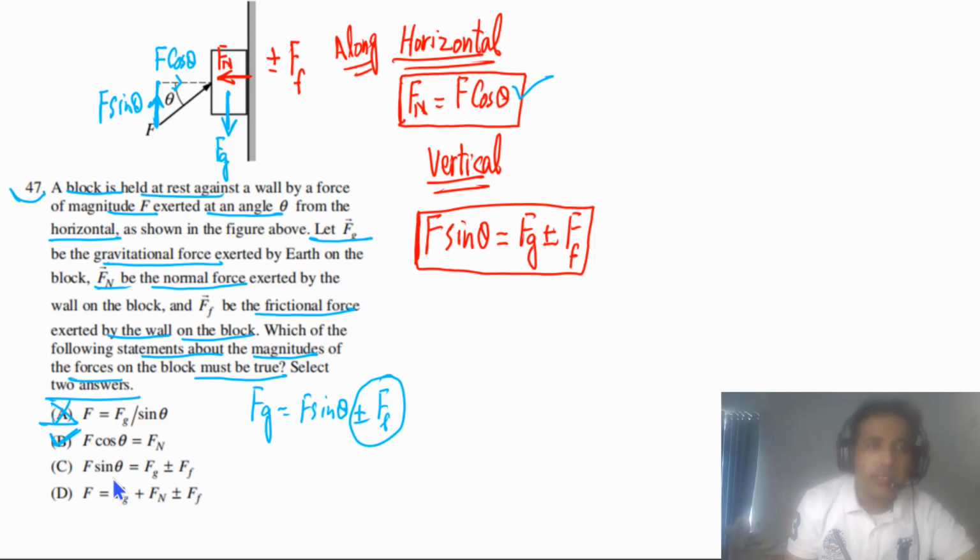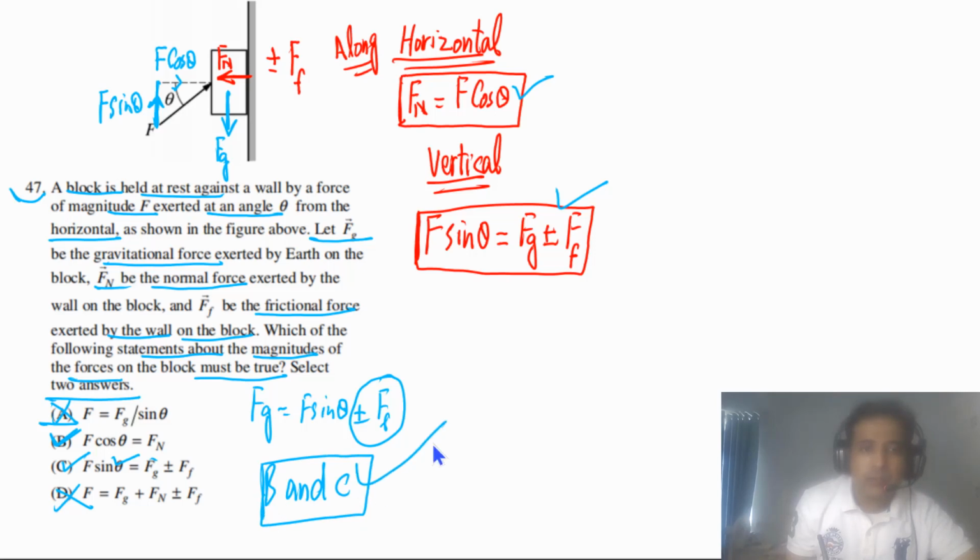This option is correct. F sine of theta is equal to Fg plus minus F. So C is also correct. And D is incorrect. So the answer for this question is B and C. We have to select two answers. So this is the answer.